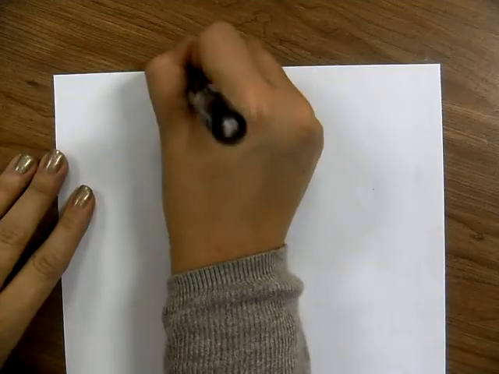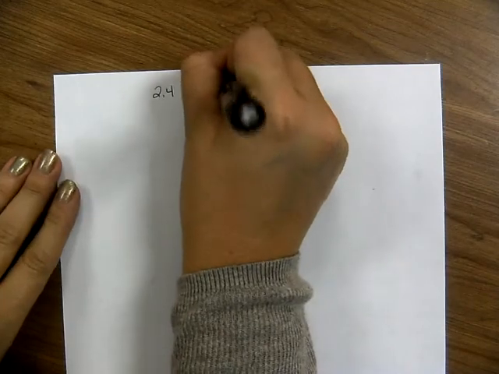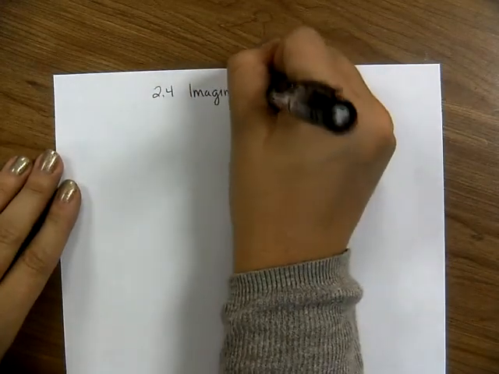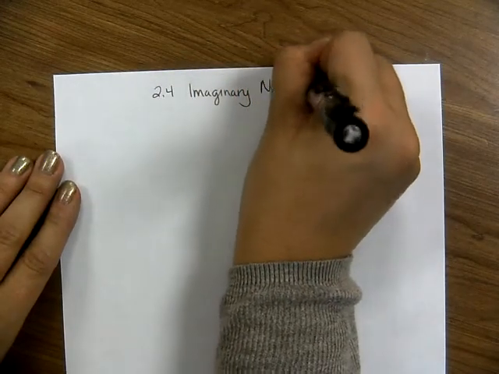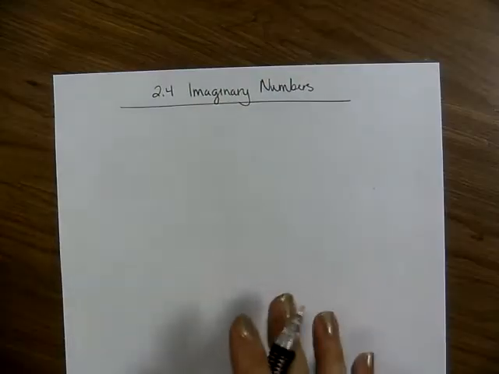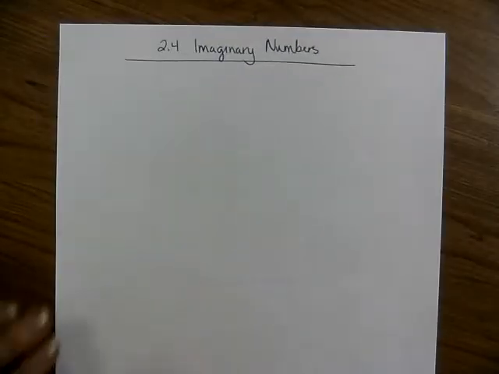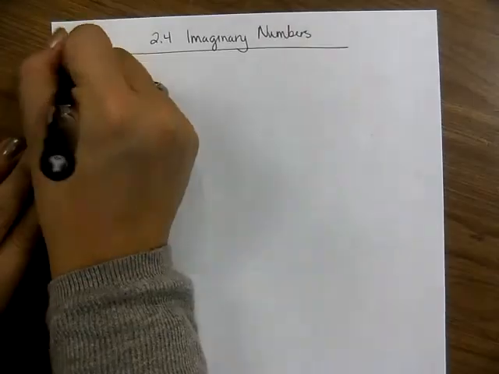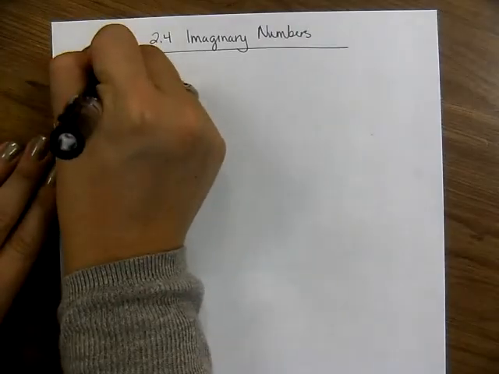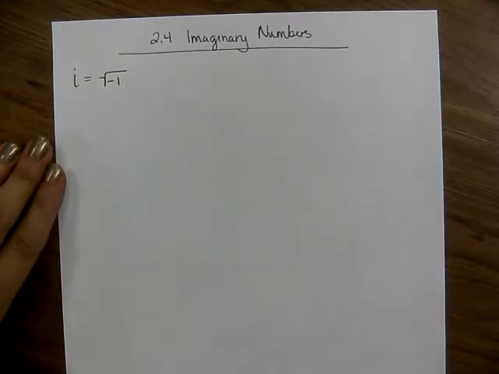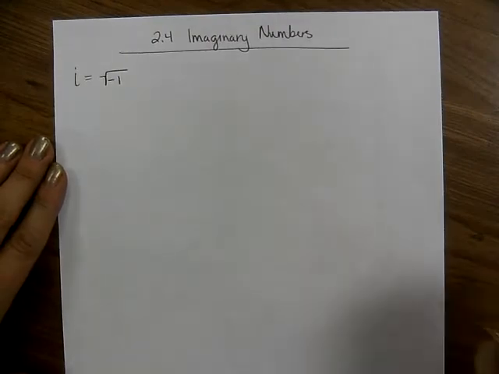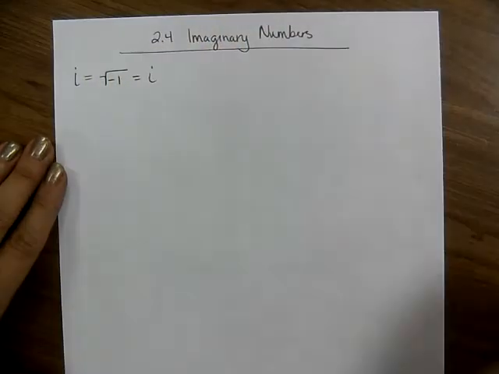Hopefully it works. Okay, so we're going to talk about imaginary numbers today. Alright, so you have to know a pattern of i. So remember that i is equal to the square root of -1. But we don't write the square root of -1, we just write i.